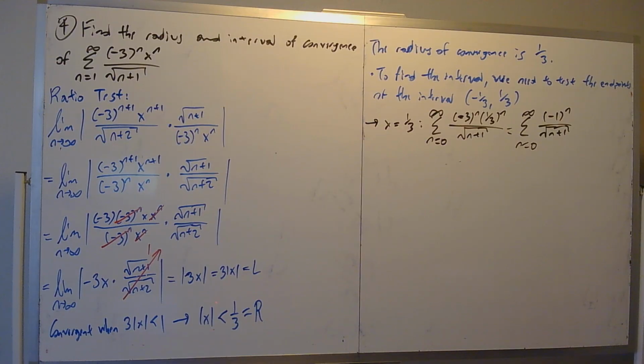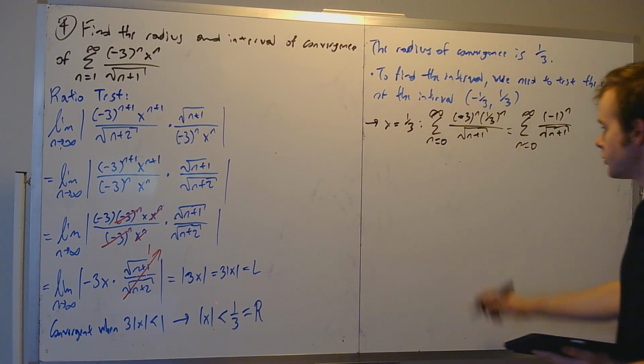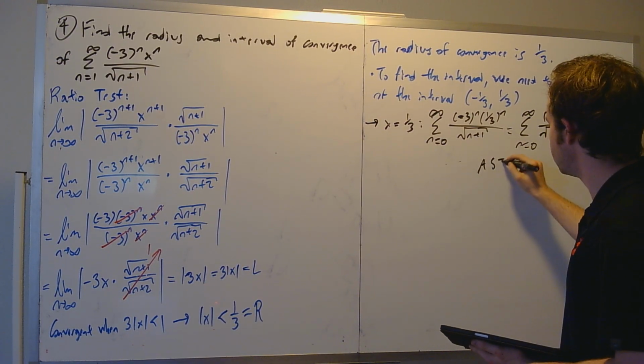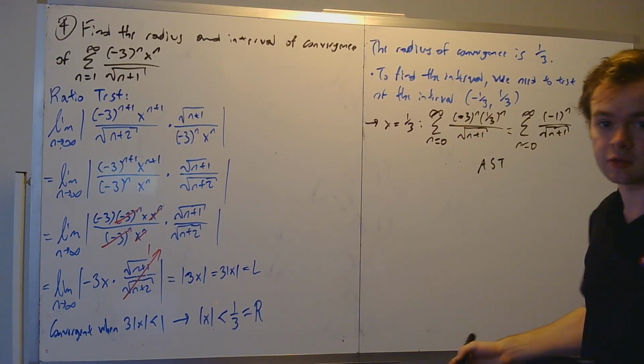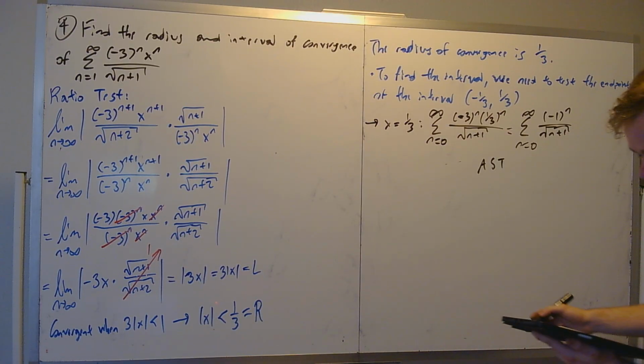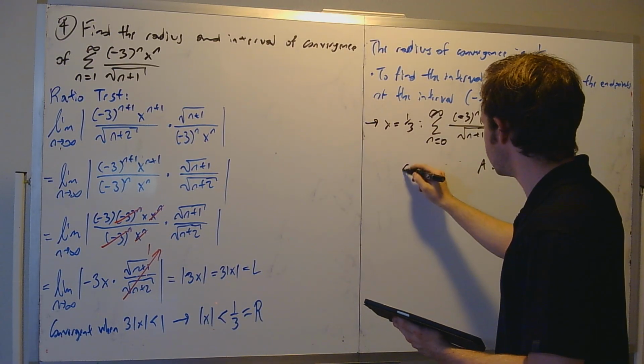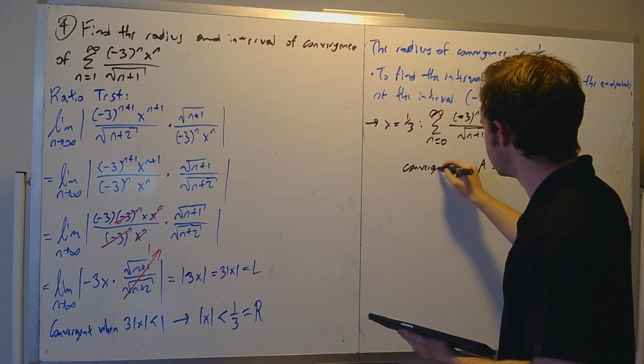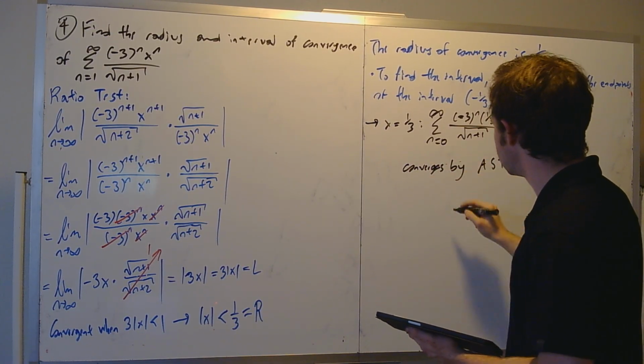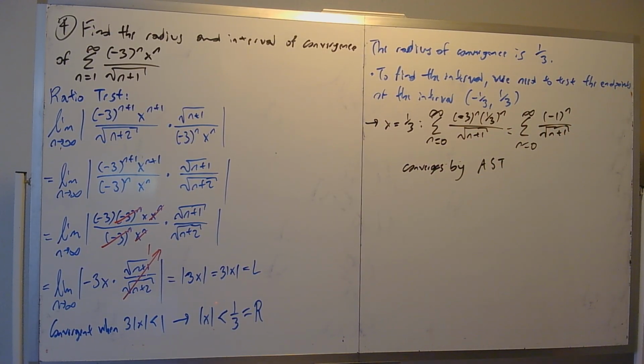And notice here that this is an alternating series, so we're going to use the alternating series test. I'm not going to go through the details. I'd encourage you to go through the details, but I'll say here that this converges by the alternating series test.